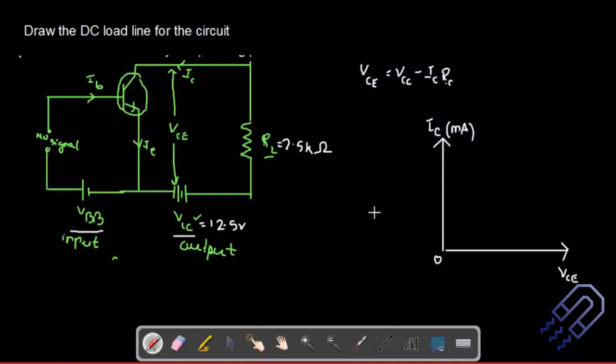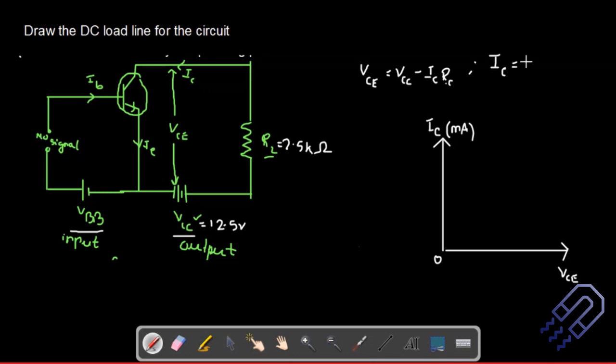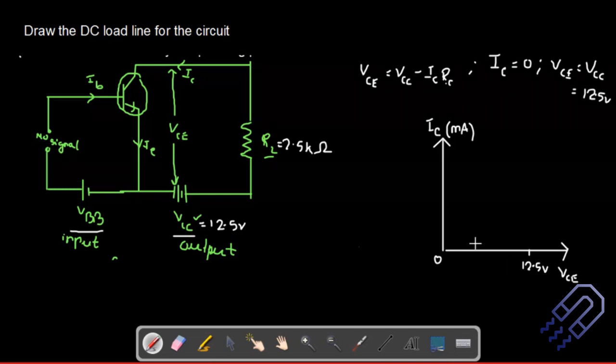I think you've already done it, but it's very simple. Whenever you look into the DC load line, just do these steps. First put IC equal to 0. When you put IC equal to 0, you get VCE equal to VCC, right? And the VCC value is already given as 12.5 volt. So this particular point will be 12.5 volt. We're just taking it randomly, not scaling it, so don't worry about these points.